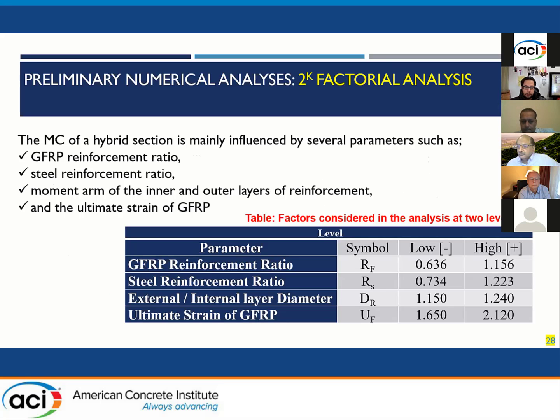So a 2 to the power k factorial analysis was conducted. Table 1 shows the 4 parameters that we have selected in the analysis at high and low levels. These are mainly the GFRP reinforcement ratio, the steel reinforcement ratio, the outer layer, or external layer, over the inner layer diameter ratio, and the ultimate strain of GFRP. The values picked here are determined based on the CSA code standards when it comes to the minimum and maximum spacing constraints, as well as the preliminary analysis findings.